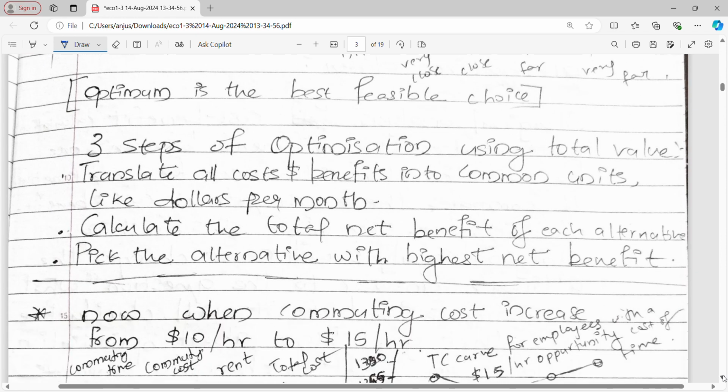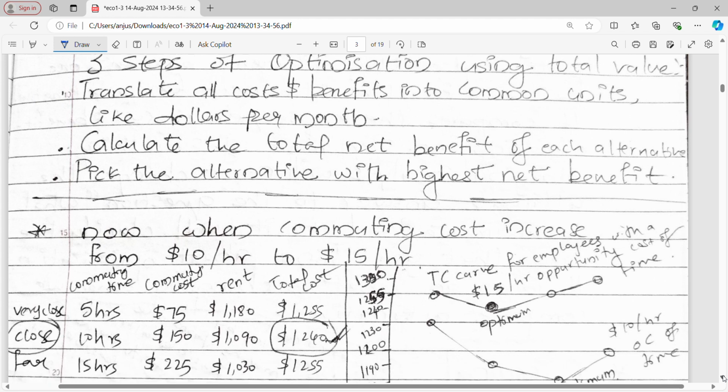So, 3 steps of optimization using total value. First, translate all costs and benefits into common units like dollars per month. Then calculate the total net benefit of each alternative. Then pick the alternative with the highest net benefit. Okay.